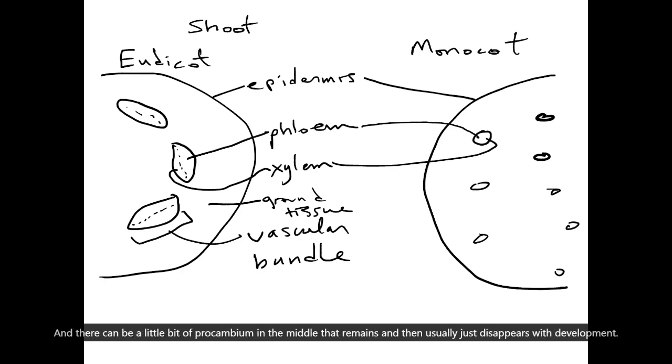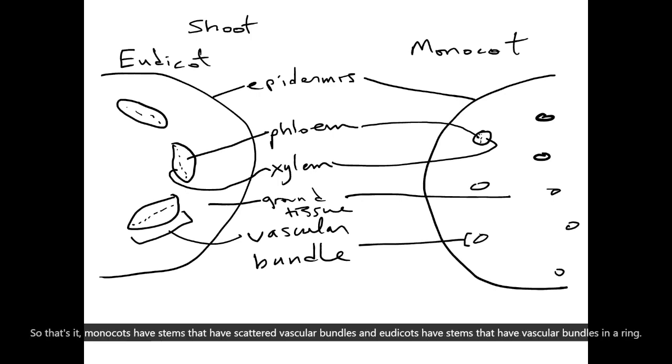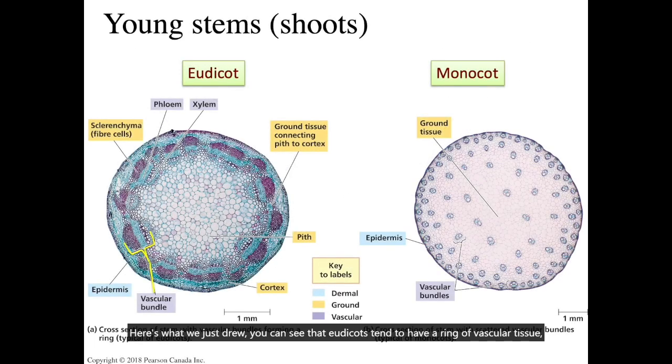And there can be a little bit of procambium in the middle that remains, and then usually just disappears with development. The ground tissue, of course, is all the material that's inside, that surrounds the vascular tissue, and each one of these little vascular bundles is shown over here. So that's it. Monocots have stems that have scattered vascular bundles, and eudicots have stems that have vascular bundles in a ring. Here's what we just drew.